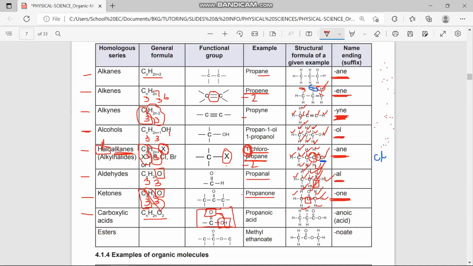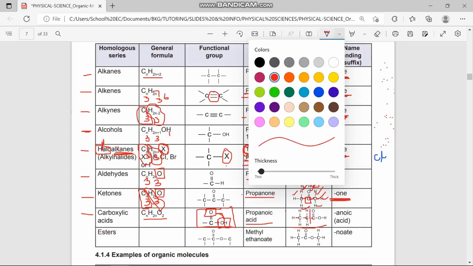An example of a compound under carboxylic acid is propanoic acid. The structural formula example for propanoic acid is this one, as you can see. Prop means three, so we have 1, 2, 3. And we substitute the number of H that we are supposed to have, and so on. As you can see, this is your last C. Let me not shade that C so that you can also see it on the right.